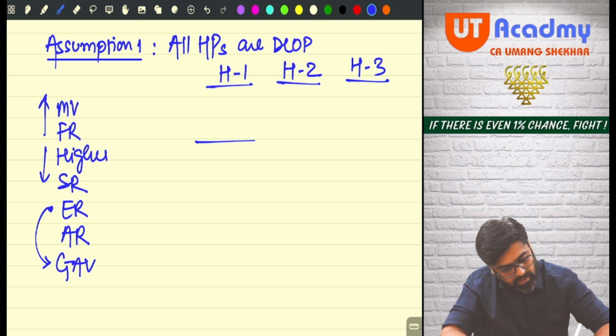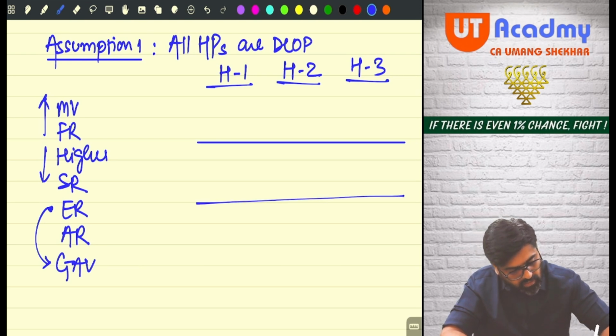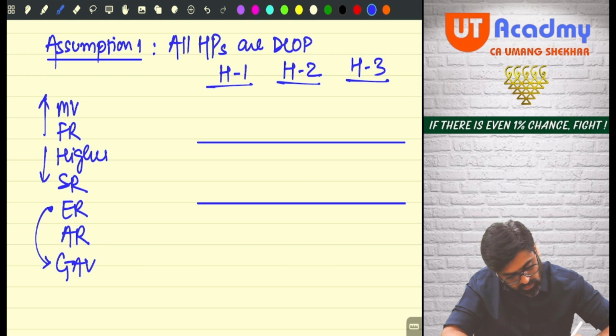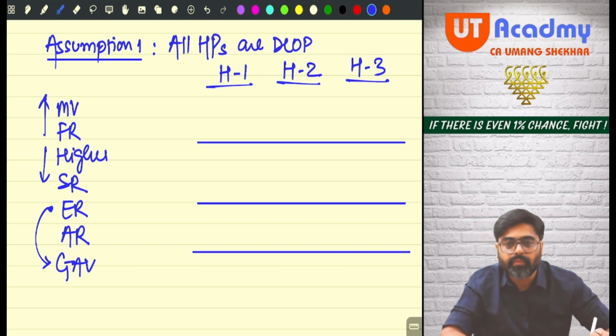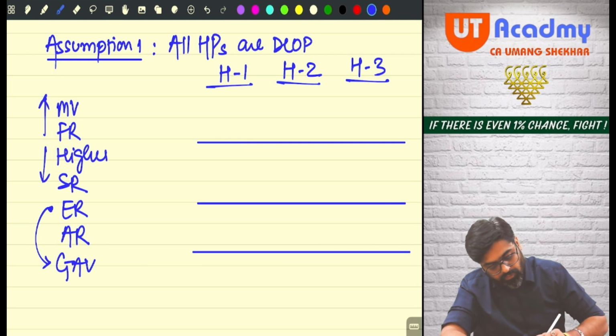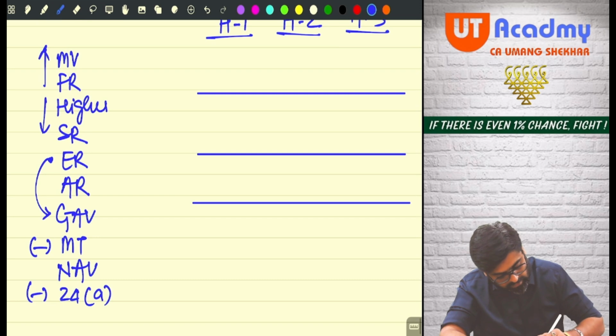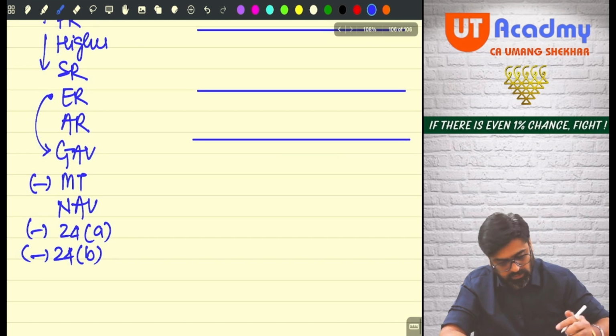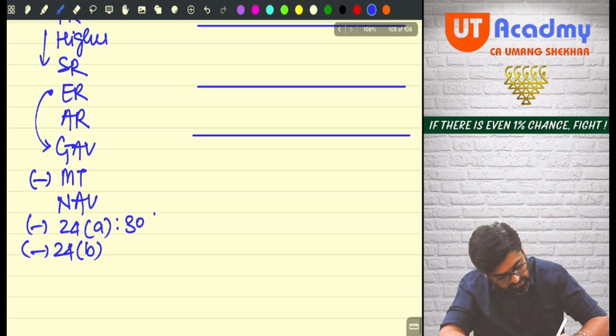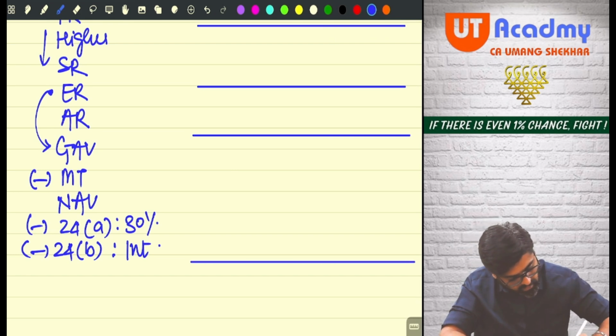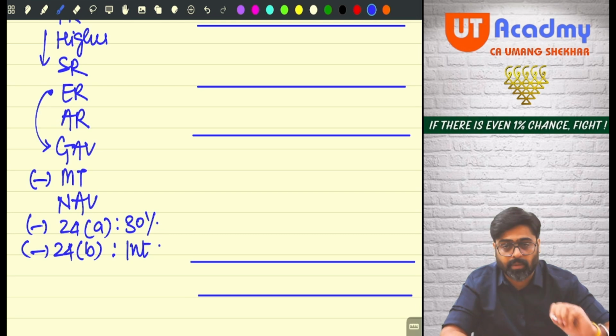Now pay attention over here. Please look at this thing. Don't worry. I will pass on the notes also to you. But pay attention. Now from this GAV, what you will do? You will reduce municipal taxes. You will get NAV. And from that you will take two deductions, 24 clause A standard deduction and 24 clause B interest on housing loan. Yes or no? This is 30% standard deduction and this is interest on housing loan. Sure? Now final incomes you will get for all the properties.